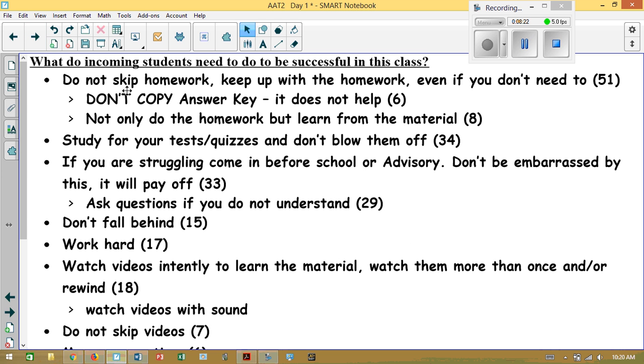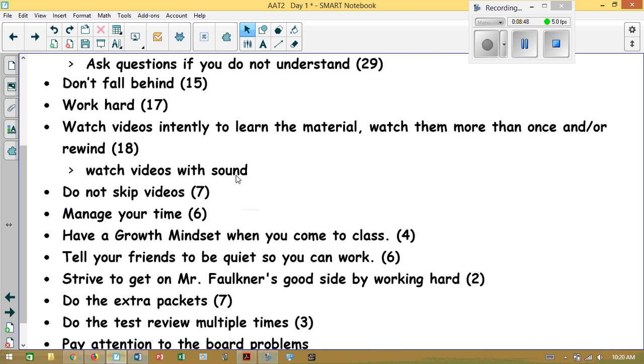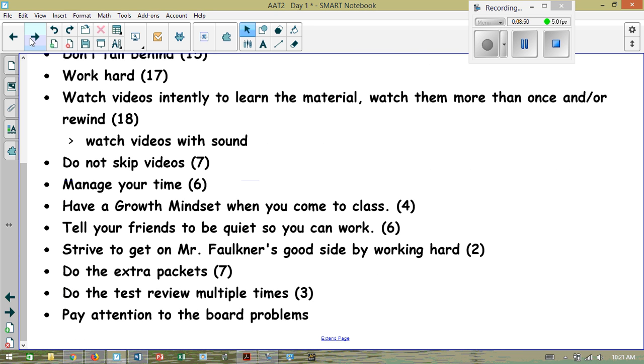I've also asked those same students what you should do to be successful, and this is what they have said. Needless to say, you can see that don't skip the homework or keep up with homework even if you don't need to do it. Study for your quizzes and tests. Some of you haven't had to do that before. And then also come in during advisory. Make sure you're asking questions because I cannot read your mind. So just be aware of that. So read through all these and pause the video, rewind it if you need to get all these.